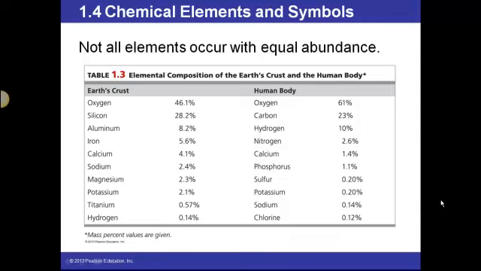Water's major components are hydrogen and oxygen. Oxygen makes up the bulk at 61%, carbon at about 23%, and then hydrogen is the next most abundant at 10% of the body mass. And then these other components are also going to be important in more trace amounts, such as nitrogen, calcium, phosphorus, sulfur, potassium, sodium, and chlorine, among other more limited minerals.